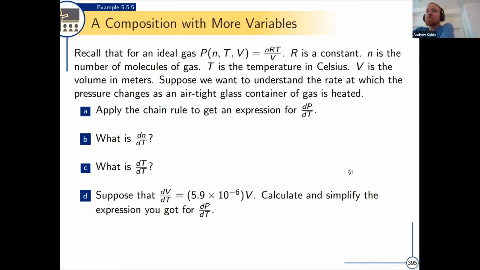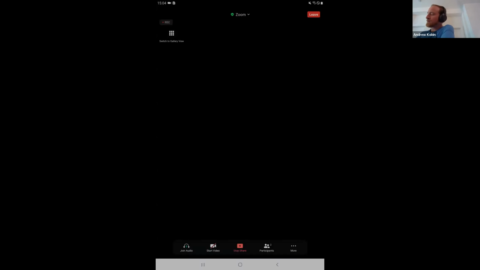So suppose we want to understand the rate at which pressure changes as we heat up some sample of gas in an airtight glass container. We're going to use the chain rule to get an expression for dP/dt, which again is the rate of change of pressure with respect to the temperature increase. And we're going to break this down into the following 4 parts. If you want to get started on this and pause the video now, I encourage you to try at least parts A, B, and C before writing out the final expression for dP/dt using the information in part D. And I'm going to switch over and work out parts of this with you.